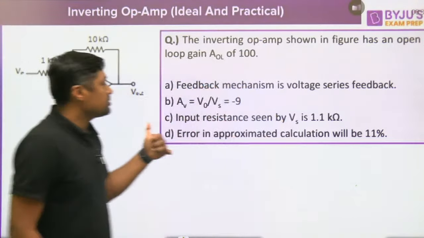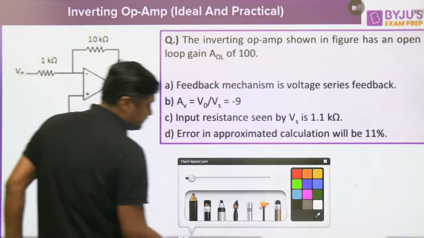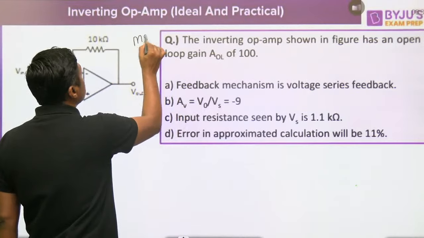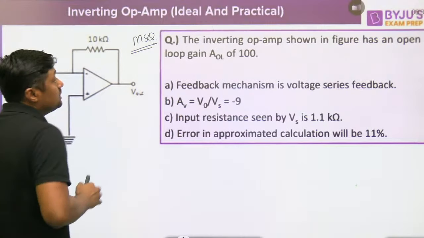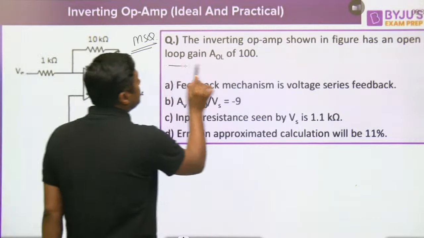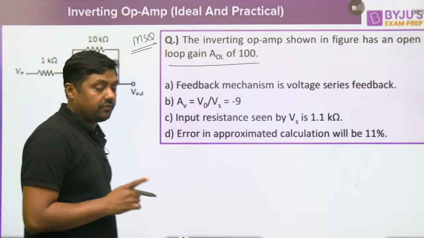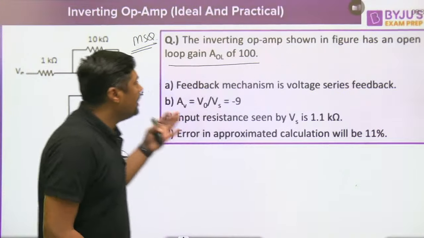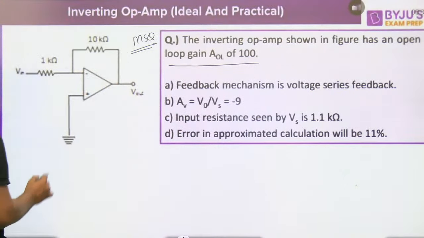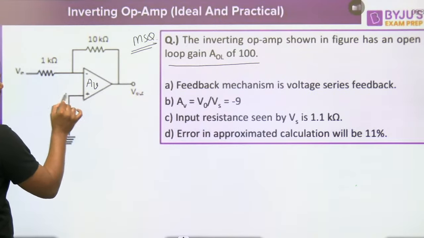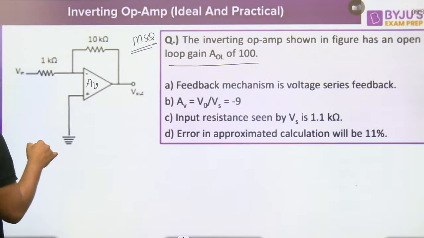Now watch this question. This is the MSQ. The inverting op-amp shown in the figure has an open loop gain of 100. This is not an ideal operational amplifier. If it is not an ideal operational amplifier, then the gain is given as 100.